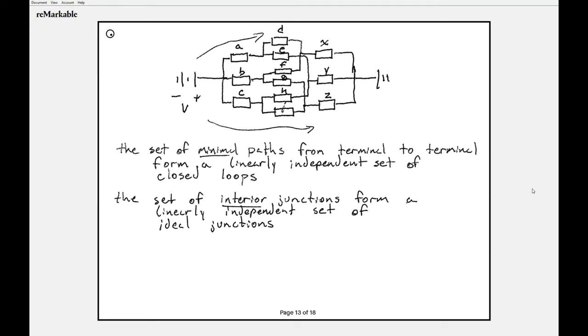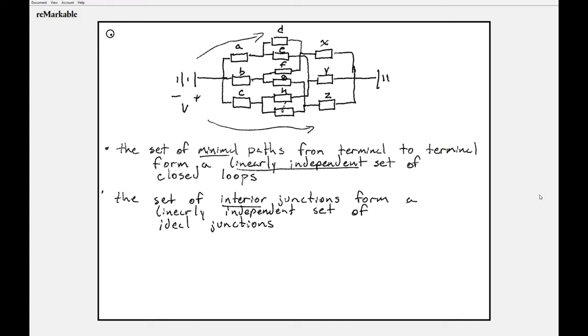So instead, I've identified these two principles that we can use. The first one says the set of minimal paths from terminal to terminal form a linearly independent set of closed loops. So through any of these different bounces that our voltage source would do, we can extract useful information about the circuit. Linearly independent is kind of a complicated word, but it basically means we're not writing the same relationship down twice, so we don't confuse ourselves with whether or not we have all the important details about the circuit.